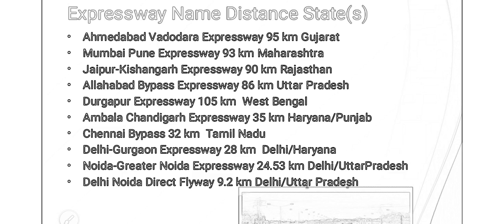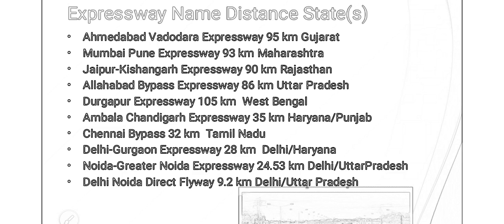Let us see today what is the total length of expressways in a particular state, with their names that have been suggested during this 2021 and 2025 vision. 1. Ahmedabad Vadodara Expressway, 95 km in Gujarat state. Mumbai Pune Expressway, 93 km in Maharashtra state. Jaipur Kishan Nagar Expressway, 90 km in Rajasthan.